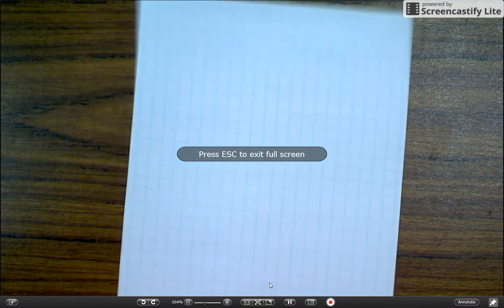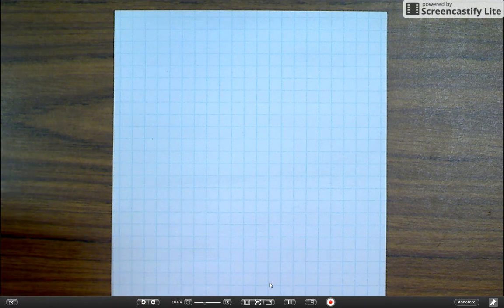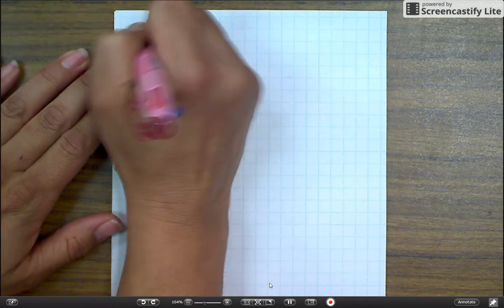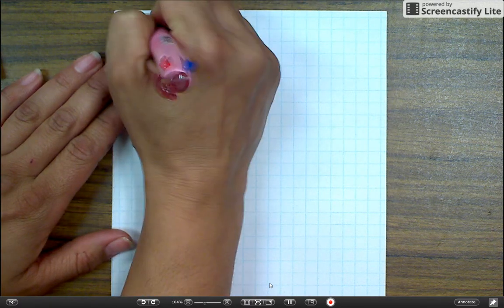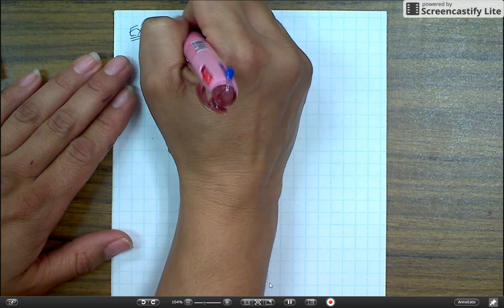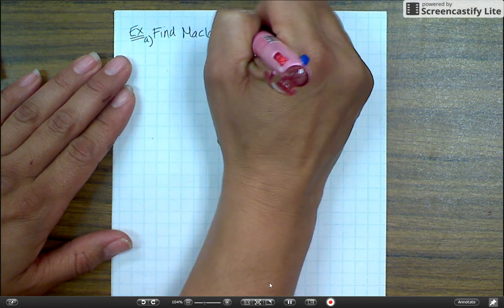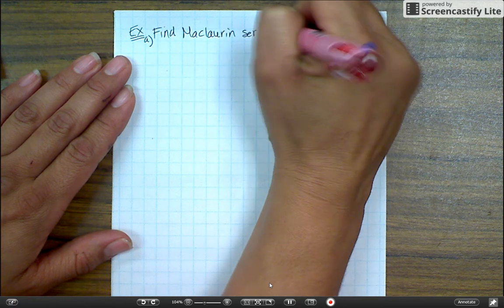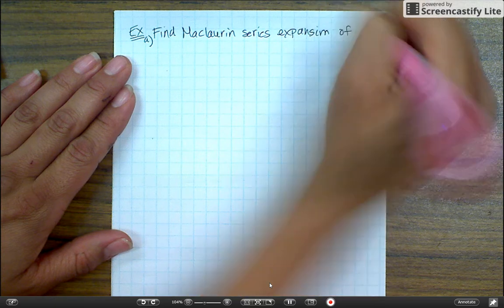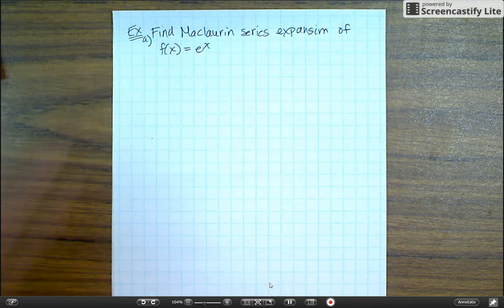All right. So now let us do an expansion of 1. Okay? So let's say that we want to find, let's do part A. Find the Maclaurin series expansion of f of x equal to e to the x.